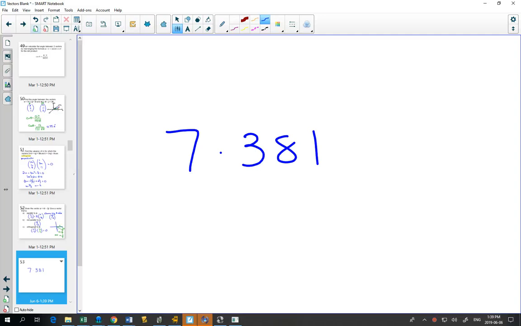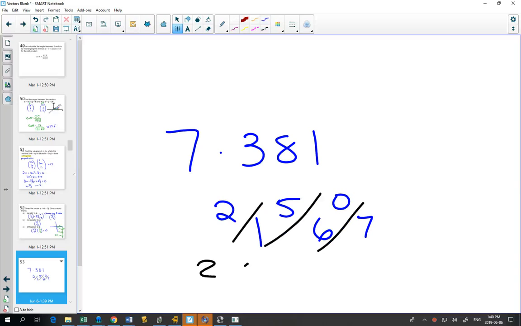1 times 1. Perfect. But most people probably only know their times table up to 10, right? What's 7 times 3? 21. What's 7 times 8? 56. What's 7 times 1? 7. I'm going to write it as 0, 7. And I wrote my numbers on a weird diagonal. Now watch what happens. 2, 6, 6, 7. That's 7 times 381. Check it out on your calculator.